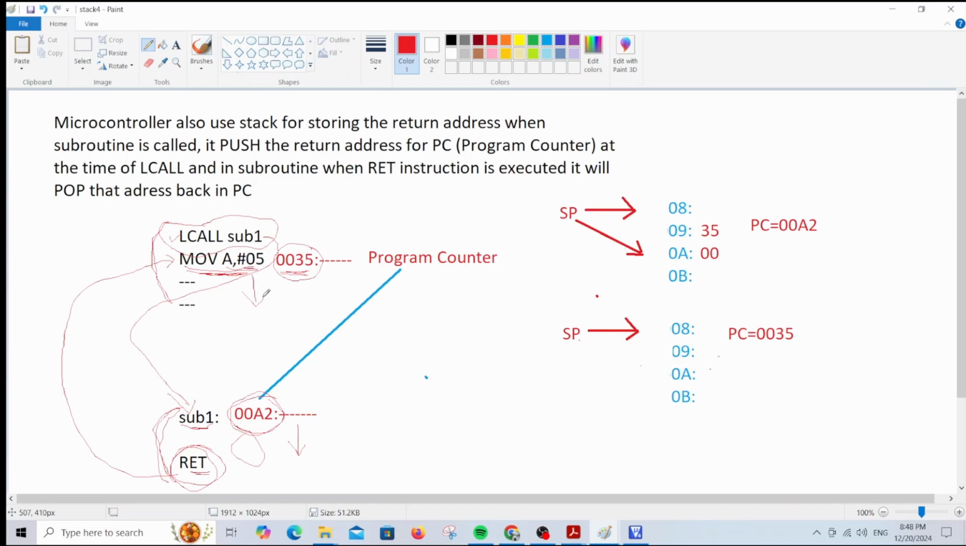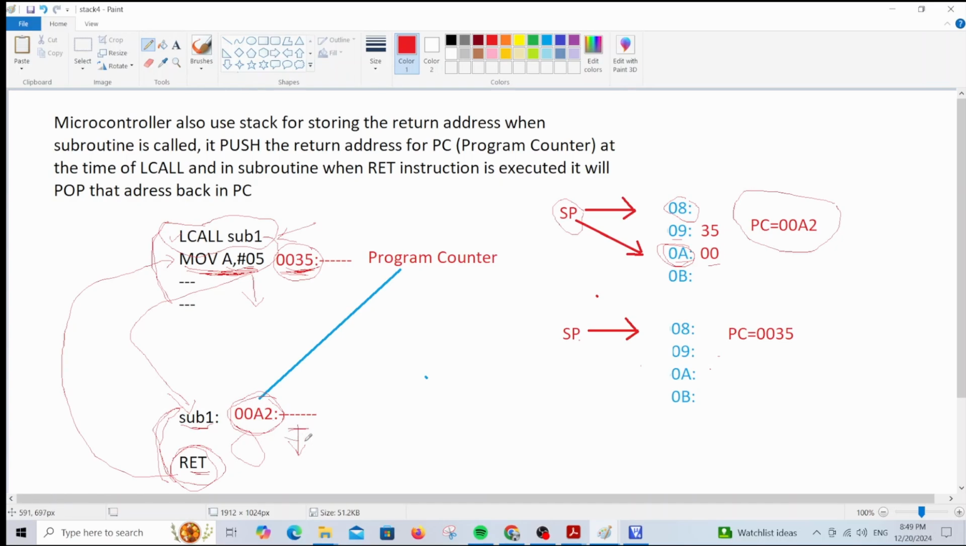So this is handled using stack memory. Let us assume when LCALL is going to execute, the program counter's content is 0035, which is the address of this instruction. That will be pushed into stack memory. Suppose the stack pointer is showing 08. These 2 bytes will be pushed at, suppose, 09 and 0A, where the lower byte is at lower memory and the higher byte is at higher memory. So the stack pointer will now start pointing to 0A, and our program counter will be modified to 00A2, so execution will start from the subroutine area.